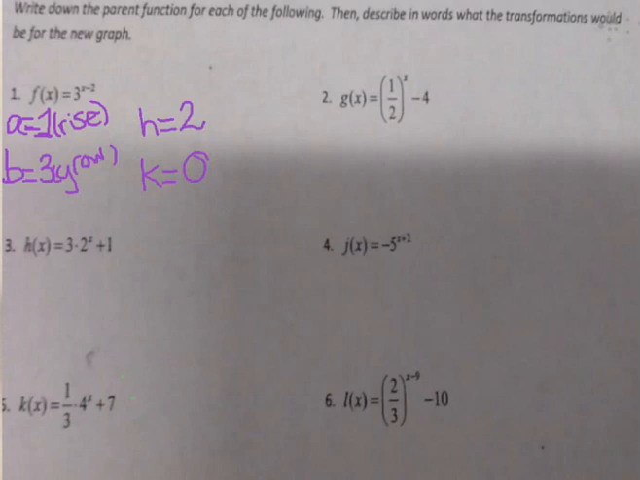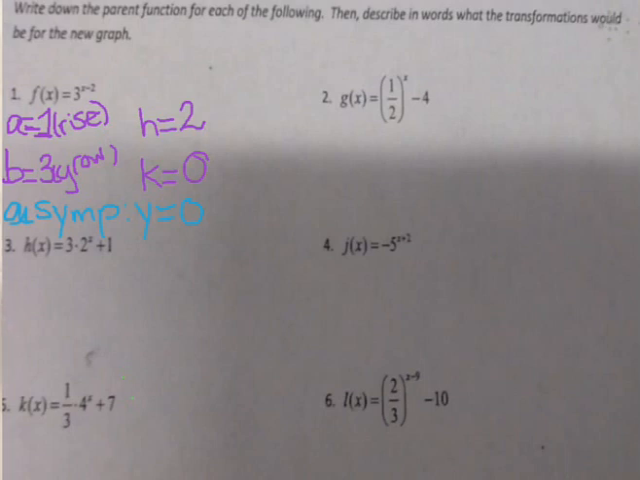And if K is 0, that means that our asymptote is going to be the line y equals 0. Okay? So that's all we're doing here. We're just describing what happens. All right. Let's do another one.